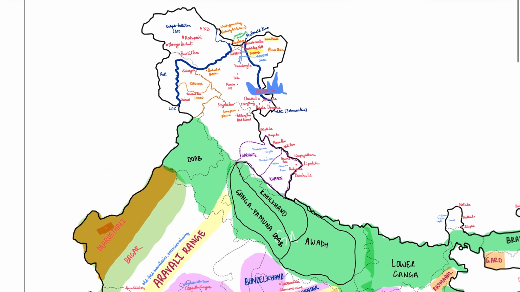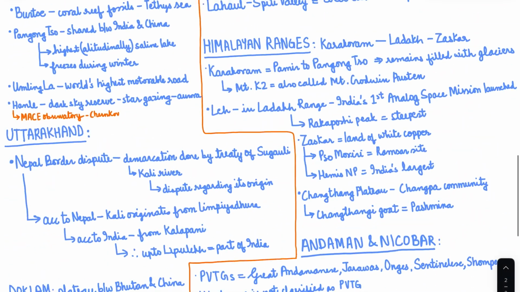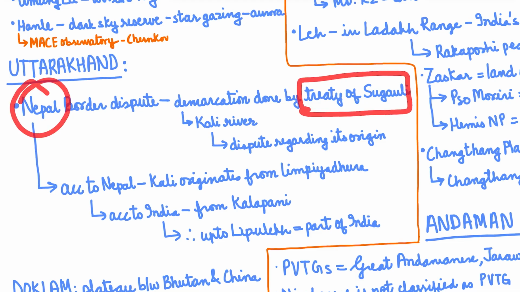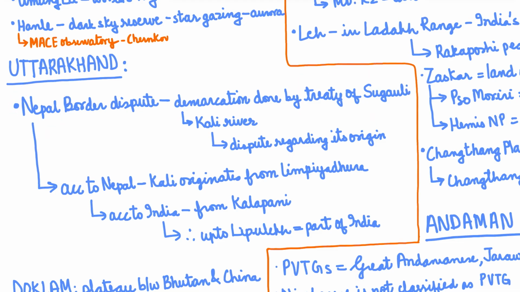So there was some news about this region as well. As I told you earlier, there was a border dispute with Nepal for the regions of Dhura, Lipo Lake, and it was all because of the contentions for the origin of the Sharda or the Kali River. This demarcation of the Nepal-India border was actually done by the Treaty of Sugauli, which was done in the 19th century by the Britishers. So it is basically based on the origin of the Kali River.